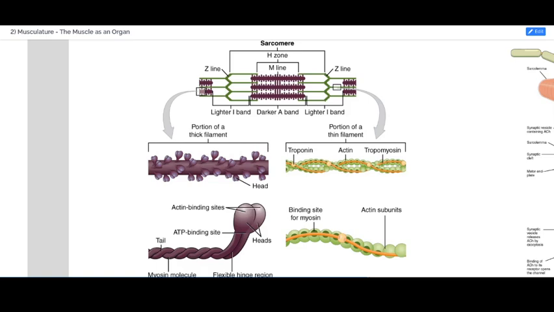The other component of the thin filament is tropomyosin, which is a thin, filament-type protein that lays on top of the actin, normally blocking a spot where the myosin heads would bind to it. What we'll see later on is that troponin, when it binds to calcium, helps to move tropomyosin out of the way, unblocking that binding site so that myosin can bind to actin and contraction can take place.